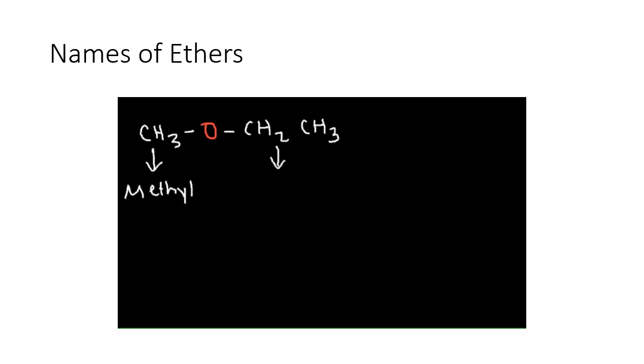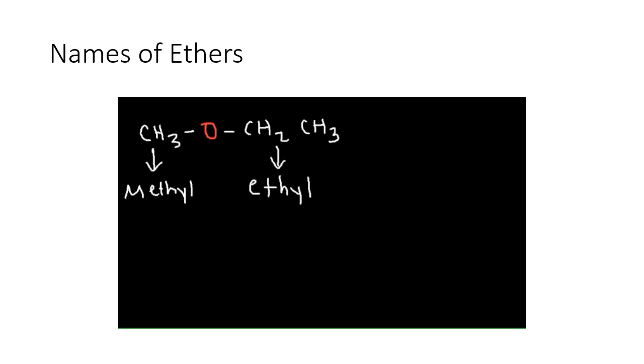In this video, we're going to focus on naming ethers. We're going to talk about the common names and also the IUPAC names. So let's start with this example. Let's say if we have CH3, O, CH2, CH3. What is the common name of this particular ether? So notice that we have a methyl group on the left, and on the right, we have an ethyl group.